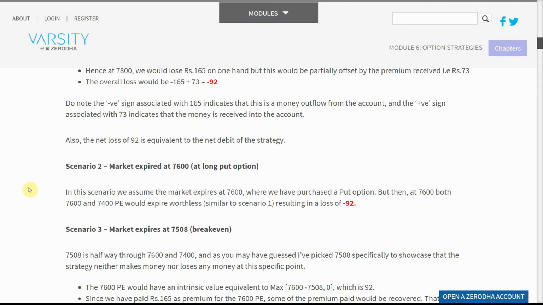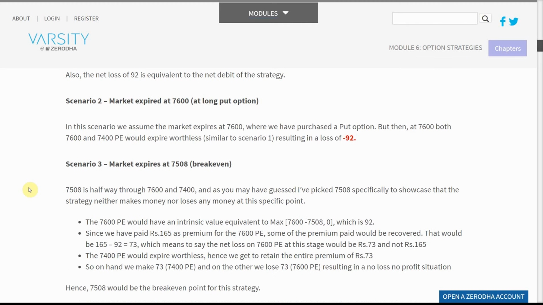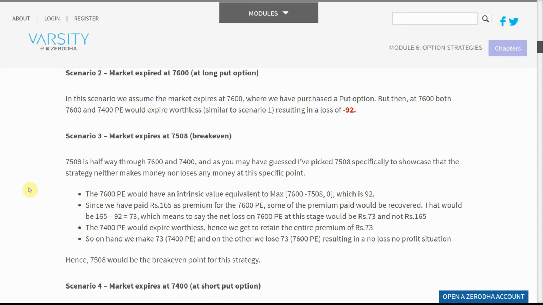Scenario 2, market expires at 7,600, the long put option. In this scenario, we assume the market expires at 7,600, where we have purchased a put option. But then, at 7,600, both 7,600 and 7,400 PE would expire worthless, similar to scenario 1, resulting in a loss of -92. Scenario 3, market expires at 7,508, break-even.